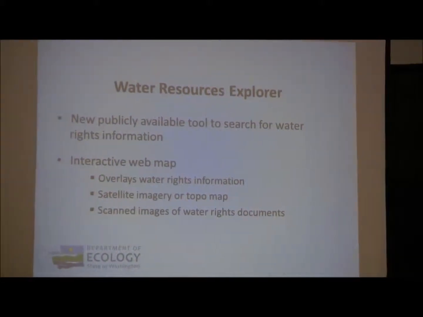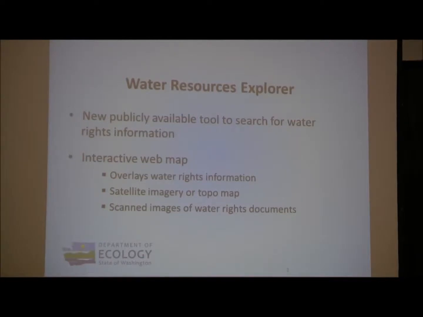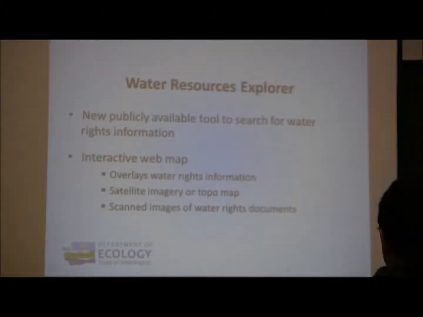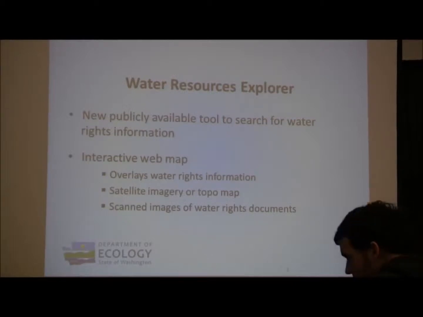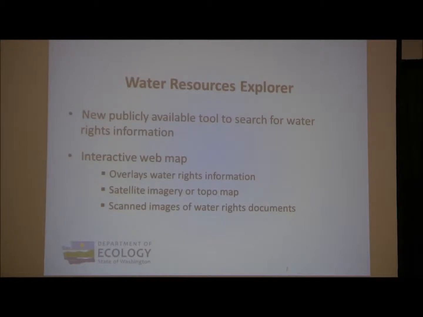The new database is called the Water Resources Explorer. As I said, you can access it from Ecology's website, so anybody can access this from their home computer. It basically provides all of our state water rights information overlaid on topographic or satellite images, and it's been programmed so that you can have a GIS visual of the water right.